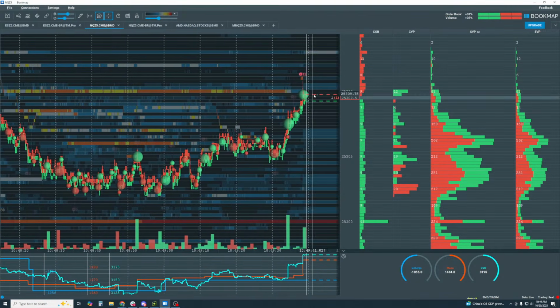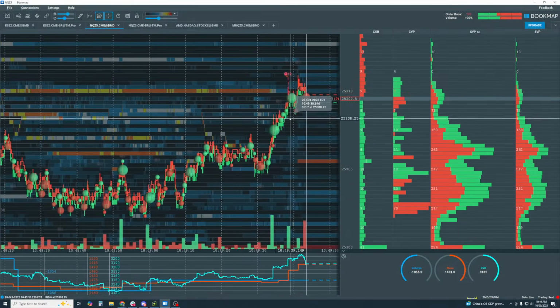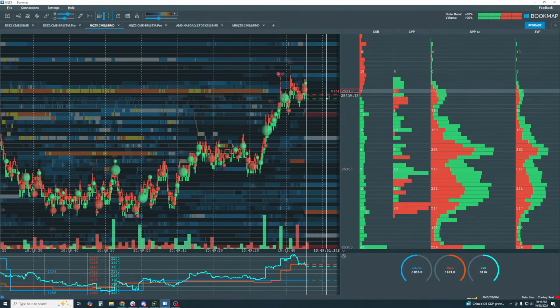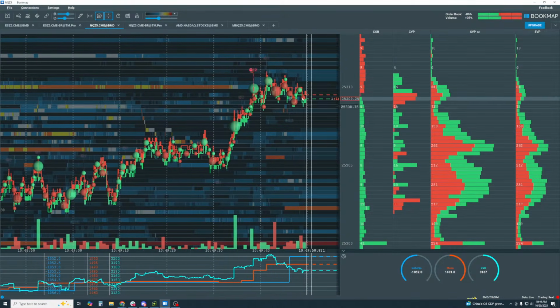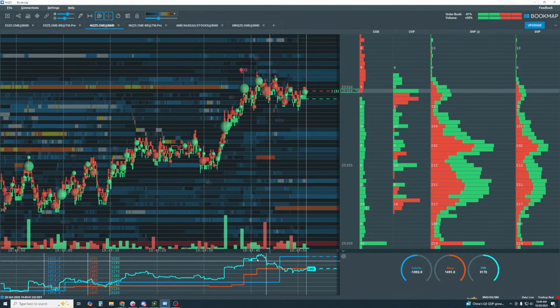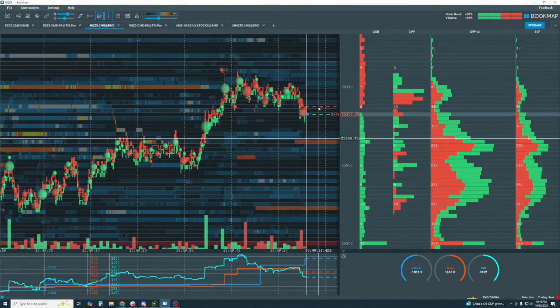Okay, so yeah, there we go. All right, now let's see another pullback in here. Now we don't know, maybe there's still more buyers that take it higher, but we will get a pullback at some point. All right, so let's see. This might be it here. Okay, is it low volume? Yeah. Okay, starting to look pretty good.